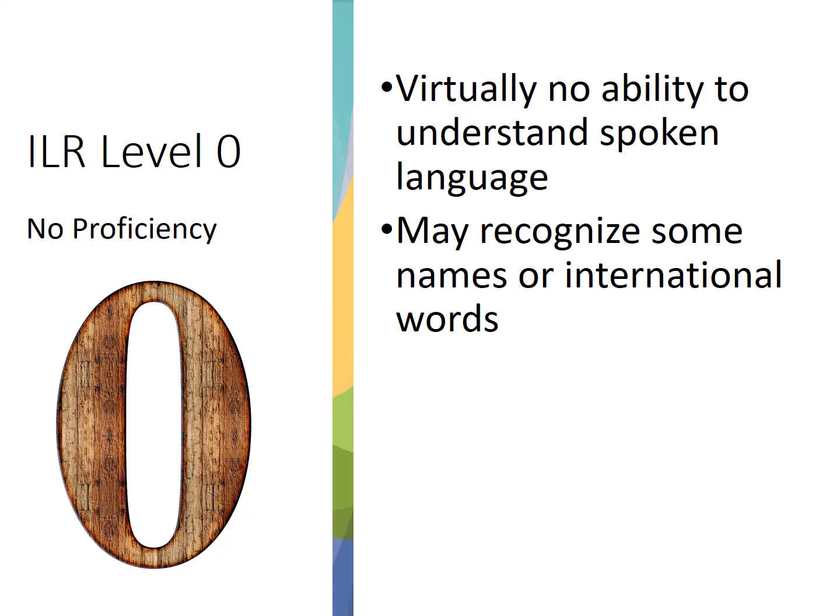0 means 0. A person at level 0 has virtually no ability to understand spoken language, and almost nothing is also 0 on the ILR scale. A person might be able to pick out just a few words spoken in a foreign language, like names or common words, but still be a level 0.